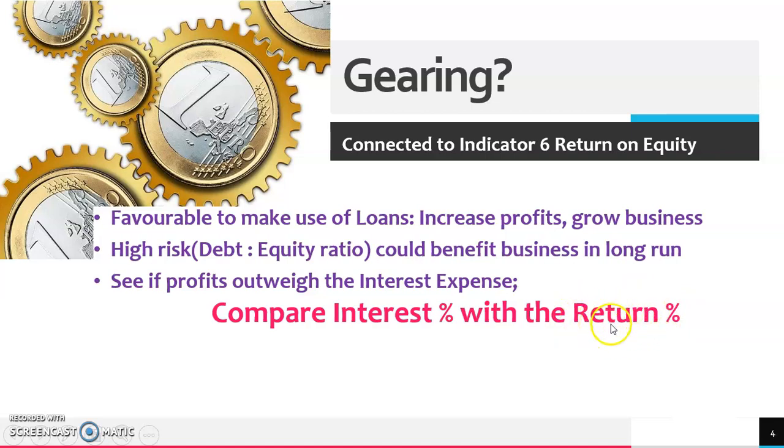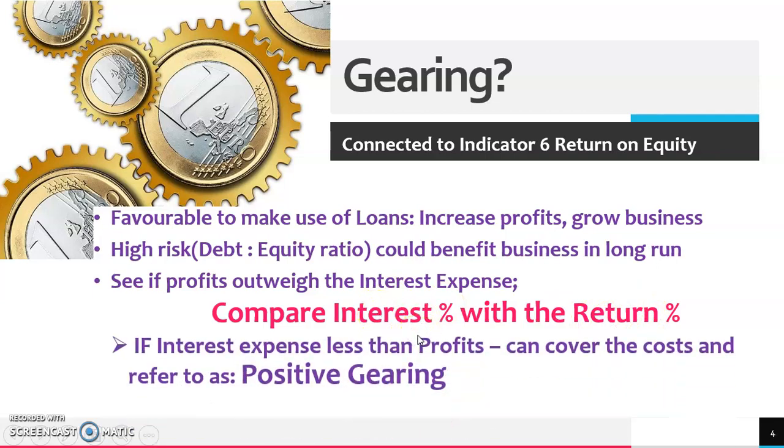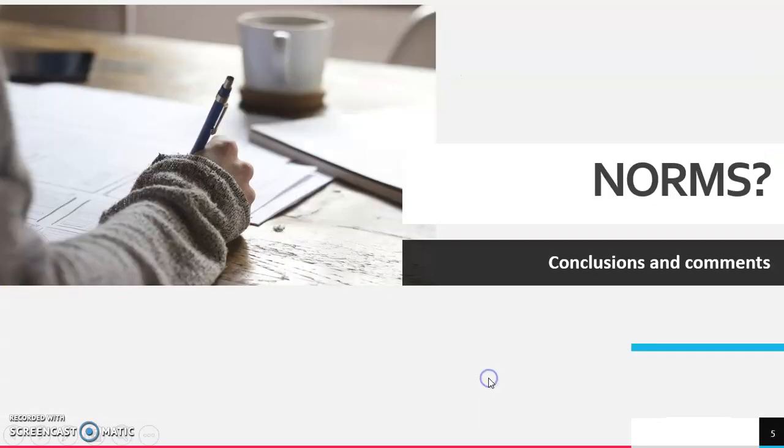And therefore, it's a lot more than what the interest would cost you. So if your interest is less than the profit, you can cover that cost, and therefore you'll comment that it's positively geared. So in other words, this percentage of the interest has to be less than your return. But if your business is making very small returns, let's say 2, 3, 5%, then it would not be advisable to make another loan because you won't even be able to cover the interest.